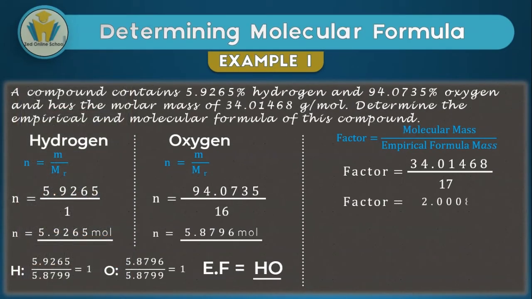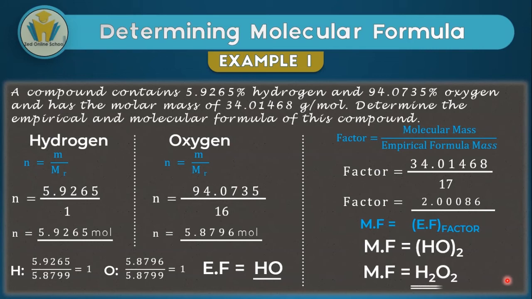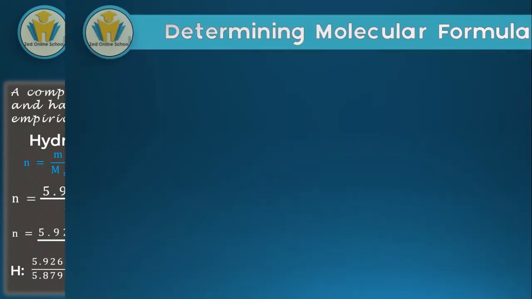Okay, now since we have the factor, we're just going to get our molecular formula by multiplying the empirical formula by the factor. So we write the empirical formula, HO, then outside the brackets we put our factor. And just like we know when we do this in chemistry, it means this 2 is multiplied by both these elements. And to write this further, we can say the molecular formula is equal to H2O2. This compound in chemistry is hydrogen peroxide actually. Let's look at a second example very quickly.